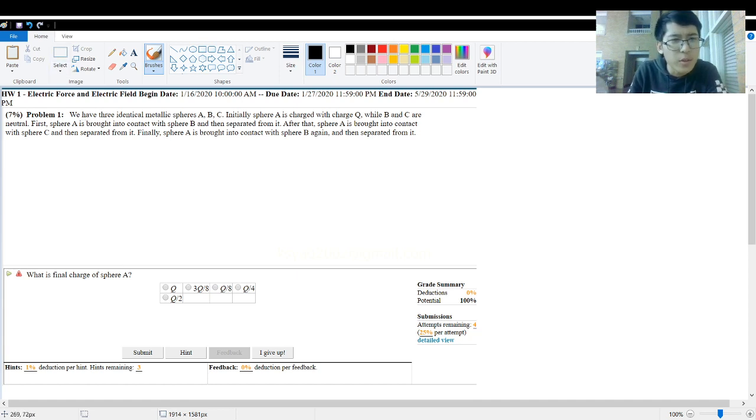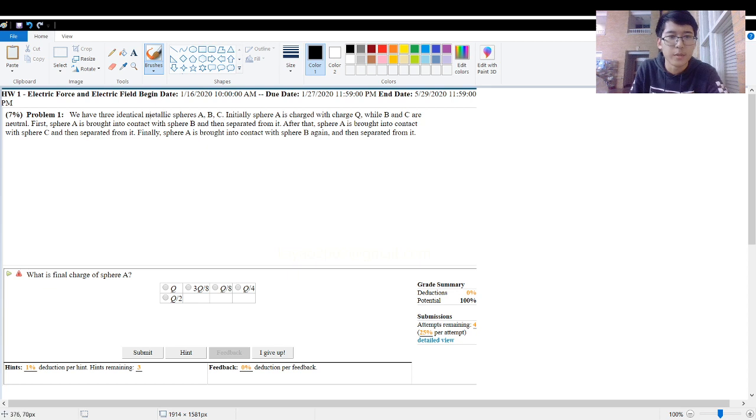The question reads, we have three identical metallic spheres A, B, and C. Initially, sphere A is charged with charge Q, while B and C are neutral. First, sphere A is brought into contact with sphere B and then separated from it. After that, sphere A is brought into contact with sphere C and then separated from it. Finally, sphere A is brought into contact with sphere B again, and it's separated. What's the final charge on sphere A?